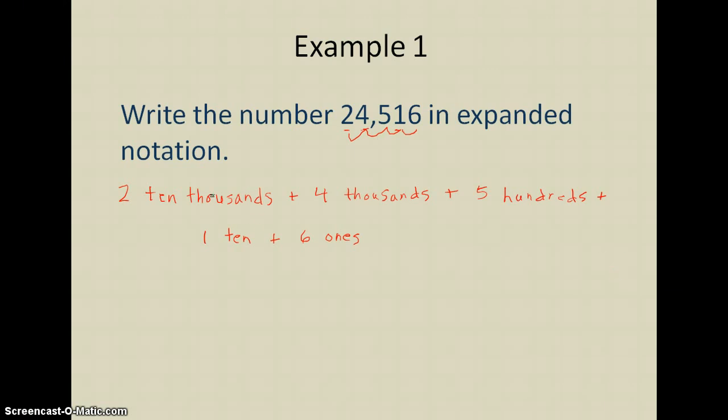And if you think about it, if I were to add this all up, if I were to add up two 10,000s, that would be 20,000, plus 4,000s, that would be 24,000, plus 500s would be 24,500, plus 10 would be 24,510, and then if I were to add 6 ones onto that, I'd have 24,516, and that would be the same as the number that was originally given to me. So that's what expanded notation looks like, and you can see that with really large numbers it's going to get a little bit tedious to write that all out, but we'll actually take a look at what one of those will look like.